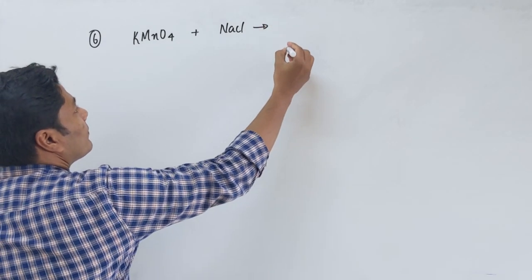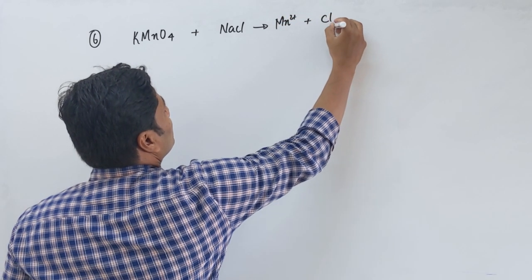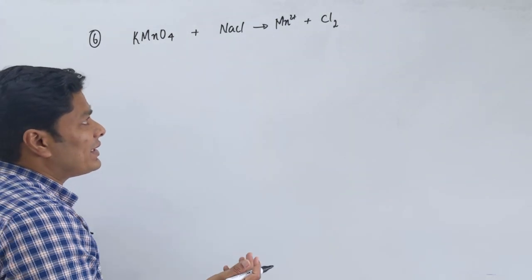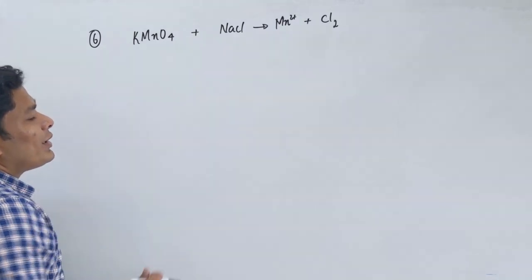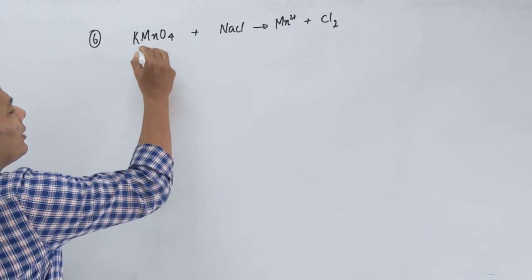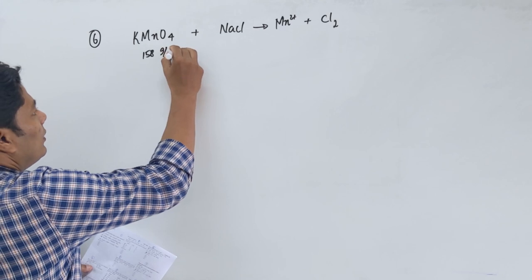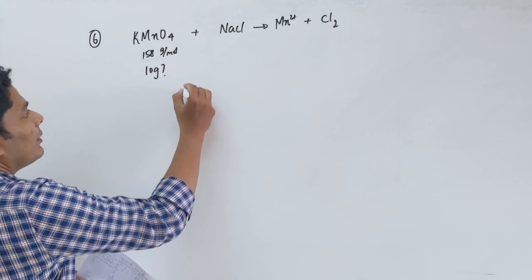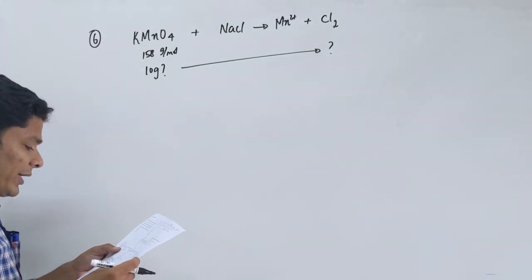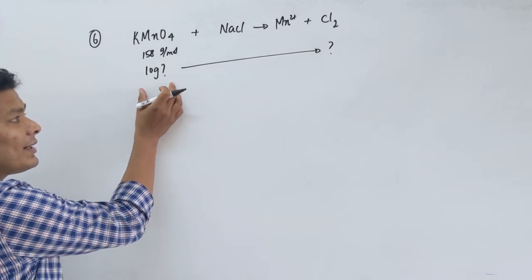NaCl gives you, they are telling you, Mn2 plus plus Cl2. So KMnO4 going to Mn2 plus, you will see it extensively in D block. Second thing is KMnO4 molecular weight they will give you, we can take it roughly as 158 I think, or 159, doesn't matter. So they're telling you 10 grams of that, this is gram per mole. How many liters of Cl2 is liberated by oxidation of NaCl with 10 grams of KMnO4? So NaCl is in excess, and 10 grams is what we have.